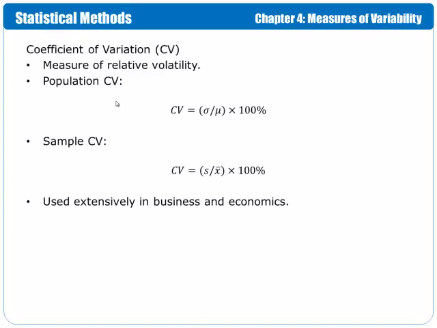The coefficient of variation is a measure of relative volatility. The population coefficient of variation is found by taking the population standard deviation and dividing it by the population mean, then multiplying by 100%. The sample coefficient of variation is found the same way as the population value, except by using sample statistics. The coefficient of variation is used extensively in business and economics.